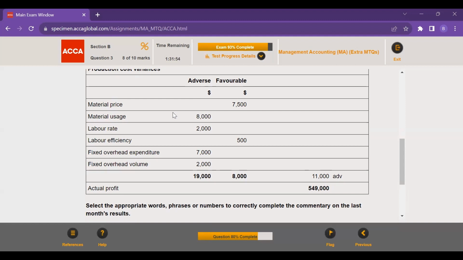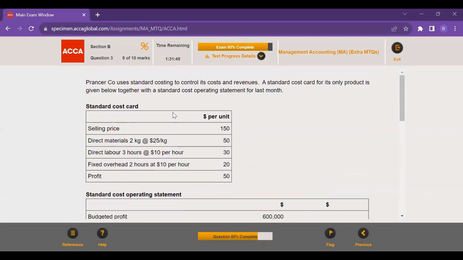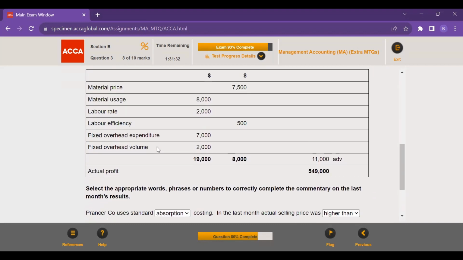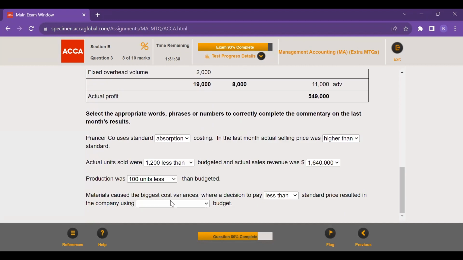So if I take my adverse material usage variance, which is 8,000 adverse, and divide it by the standard cost of the material, which is 25 per kg direct material, 8,000 divided by 25 gives me 320 kg. So that means I have used more material, because this was an adverse variance, and I have used 320 kg more than my flexed budget. So 320 kg more than your flex budget.